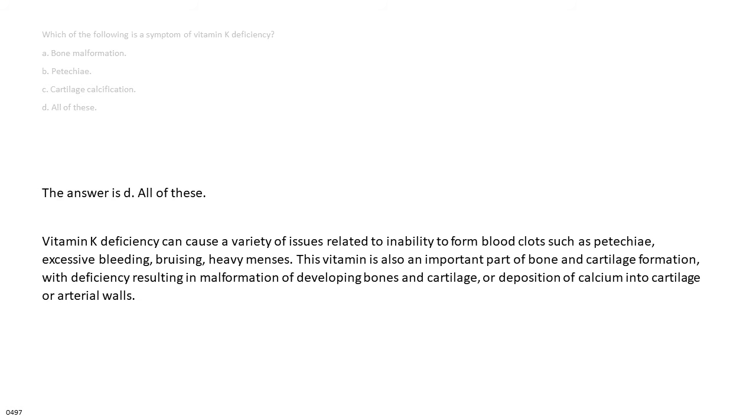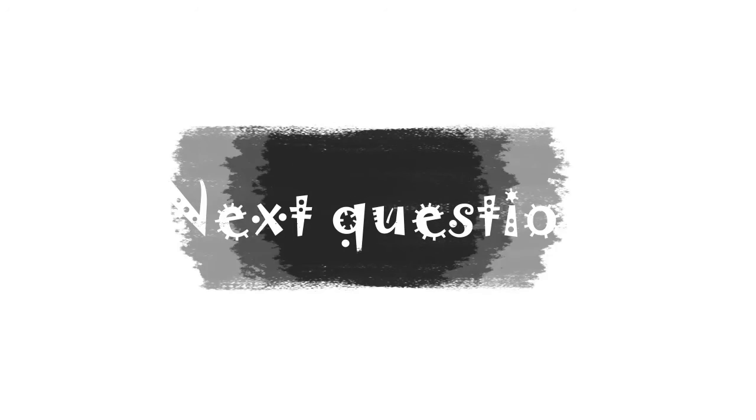The answer is D. All of these. Vitamin K deficiency can cause a variety of issues related to inability to form blood clots such as petechiae, excessive bleeding, bruising, heavy menses. This vitamin is also an important part of bone and cartilage formation, with deficiency resulting in malformation of developing bones and cartilage, or deposition of calcium into cartilage or arterial walls.